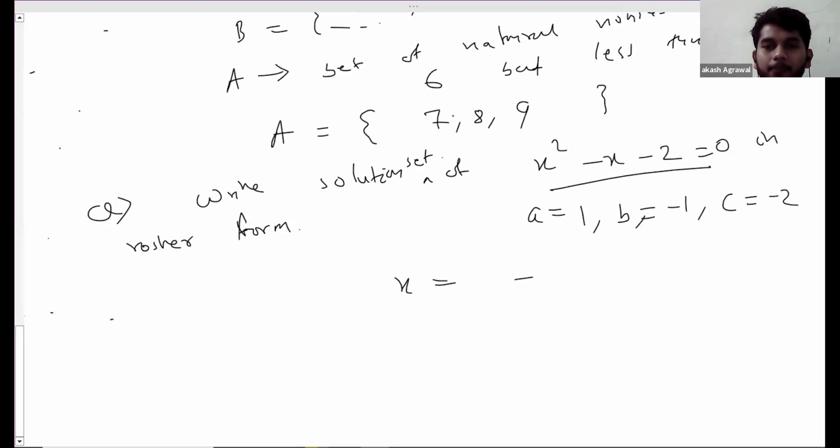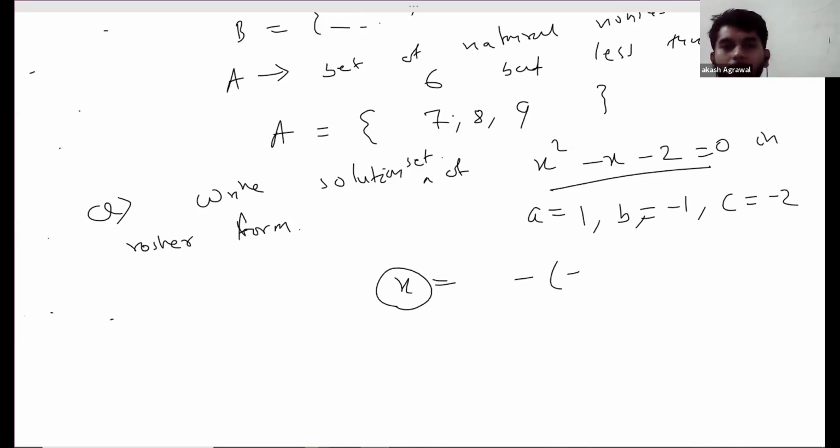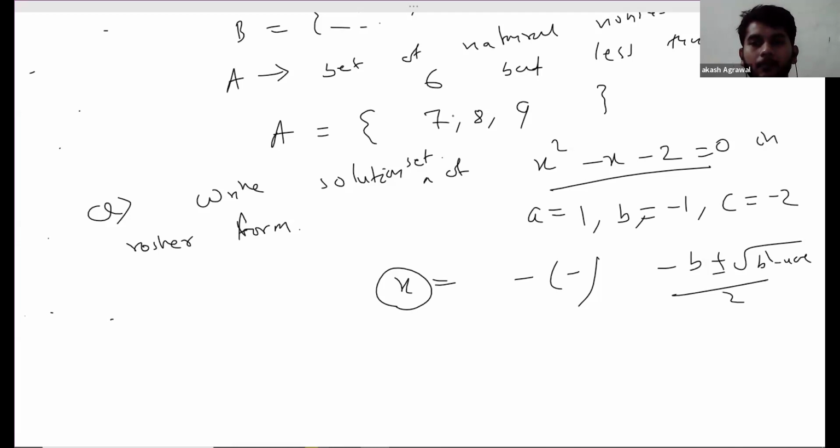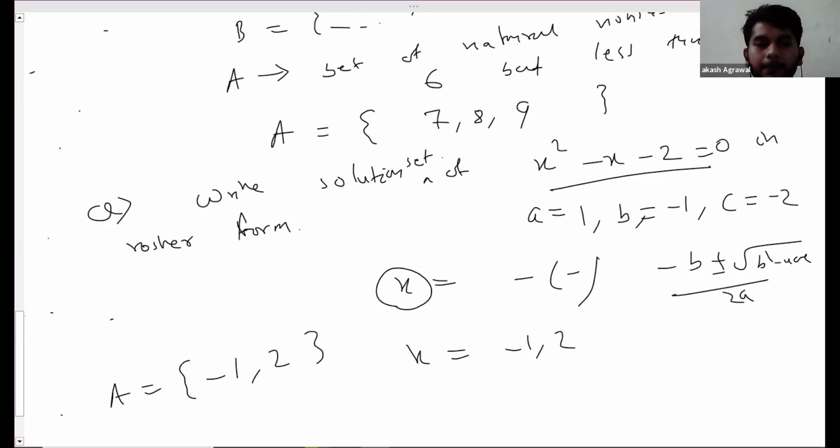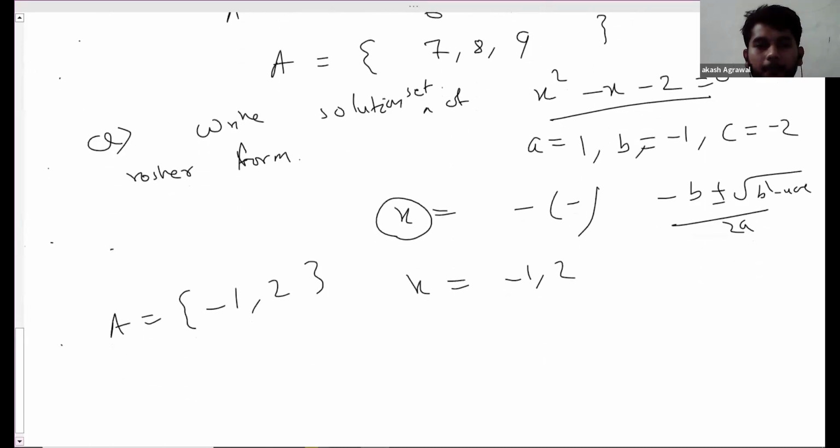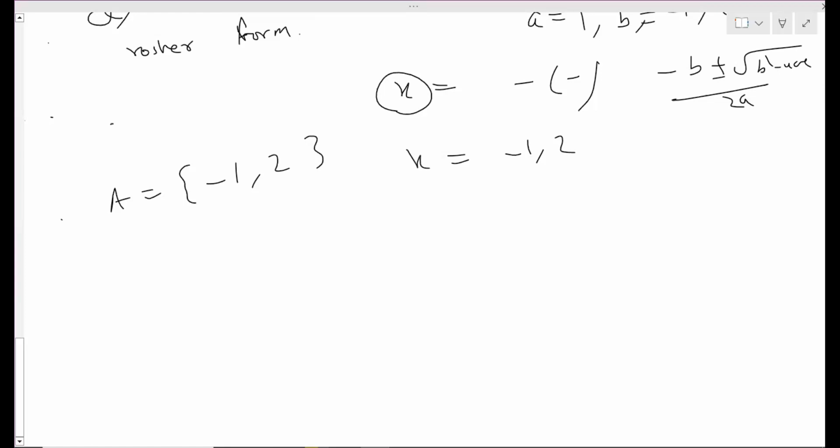X will be equal to minus B... No, you have to find X, right? This is not nature of roots. You have to find the roots itself. So you have to use this formula. After that, you will find the values of X are -1, 2. So set will be curly brackets -1, 2. Okay. Very good, Abdullah.